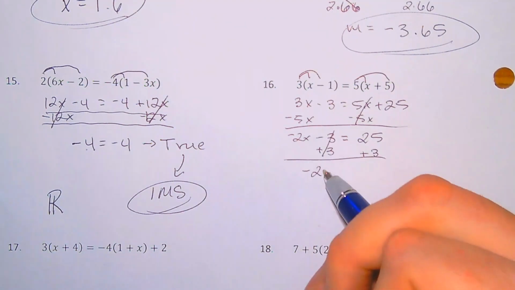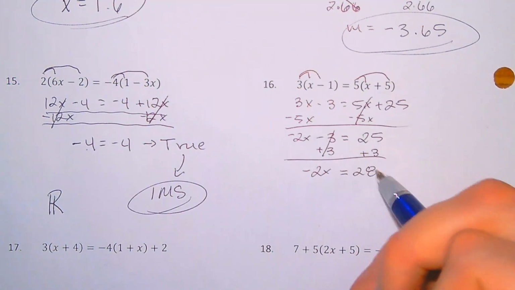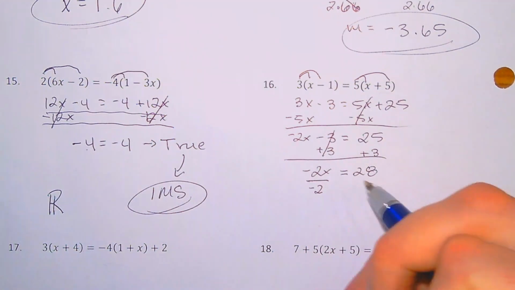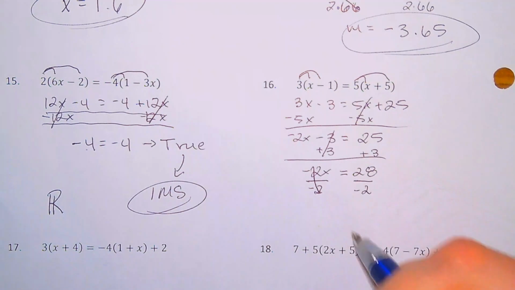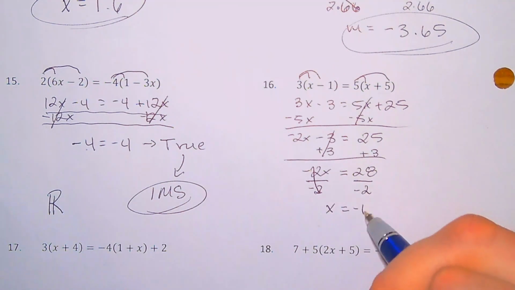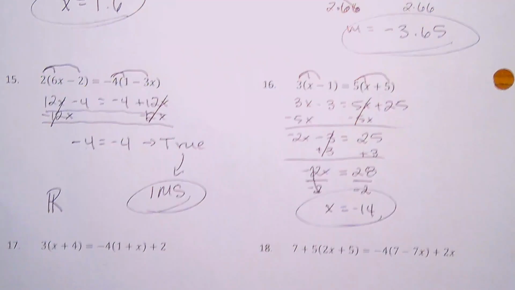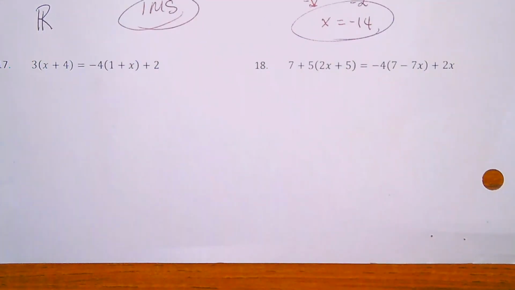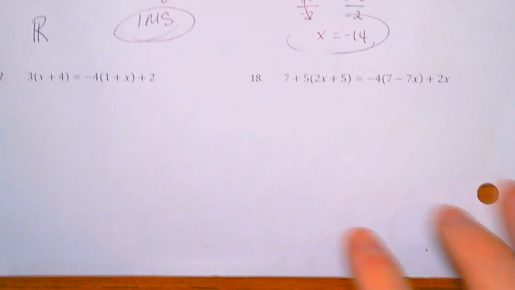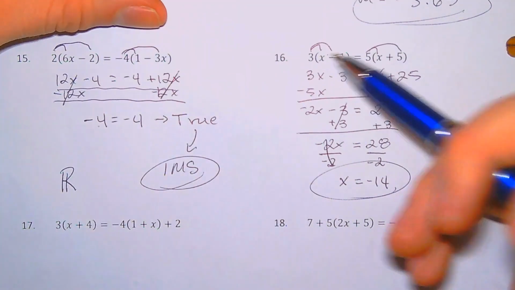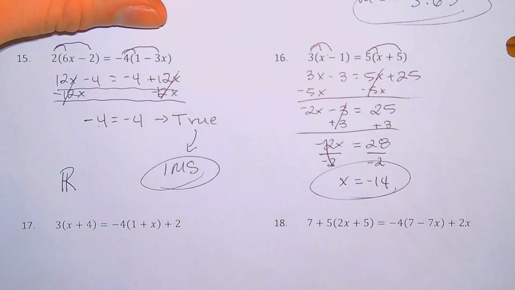Those go away. Negative 2x equals 28. You want to divide your negative 2 from both sides. Those cancel. x is equal to a negative 14. Okay? I'll pause a little bit just so you can see what we did. Okay, parentheses, letters to the left, numbers to the right. Really straightforward. We should be able to do this in our sleep. Okay?